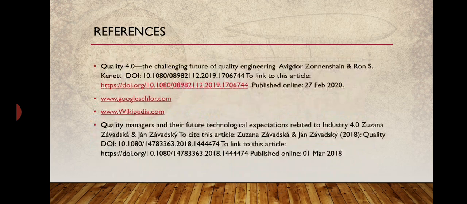These are the references that were made for the presentation. First is Quality 4.0: The Challenging Future of Quality Engineering by Avigator Johansson and Ron S. Kennett. The DOI number is present, and it was published on 27 February 2020. And I have made some points by using googlescholar.com and wikipedia.com. And finally, the second paper was Quality Managers and Their Future Technological Expectations related to Industry 4.0, and the authors' names are there, and it was published on 1st March 2018.